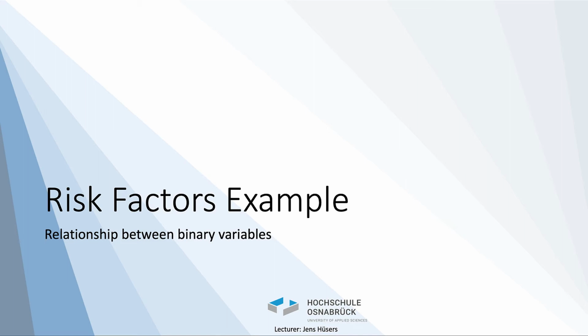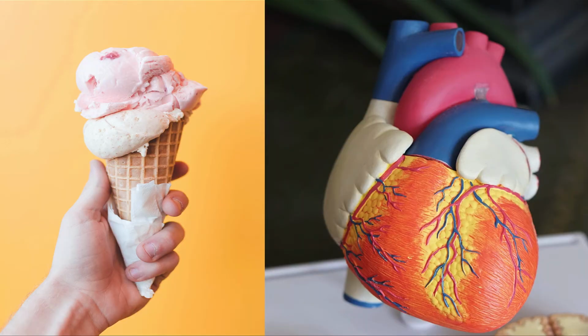Welcome to this session. In this session, we will investigate the relationship between two binary variables and learn statistics to quantify the relationship. We look at two examples. First, we look at the relationship between ice cream consumption and weather conditions. Do people eat more ice cream on a sunny day? In scientific terms, we assume that when both variables are related, the ice cream consumption depends on the weather conditions.